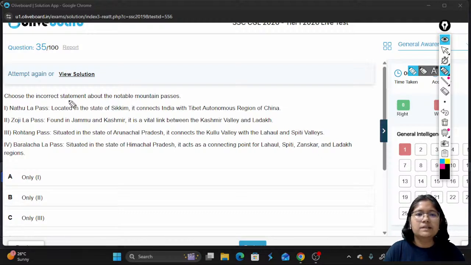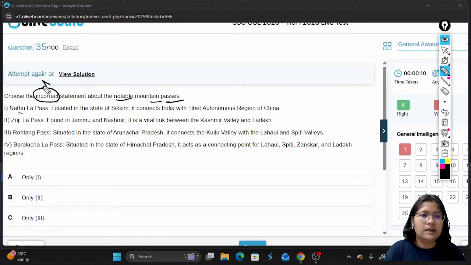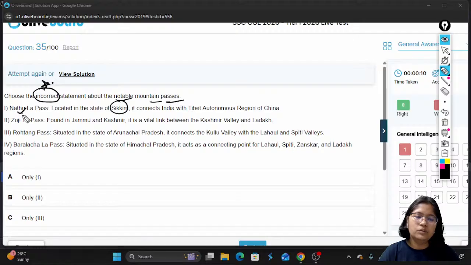Choose the correct statement about the notable mountain passes. All right, we want the incorrect statement. Nathula Pass is located in the state of Sikkim. I have been there. If you go there, you have to carry a good amount of food and water. Though you can go the same day from Gangtok and come back, there can be jams for hours, and eating or stopping options are not there in between.